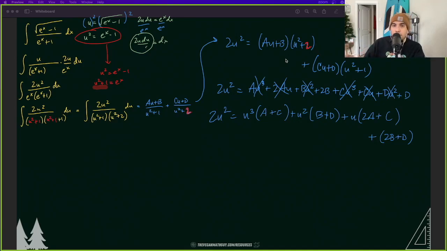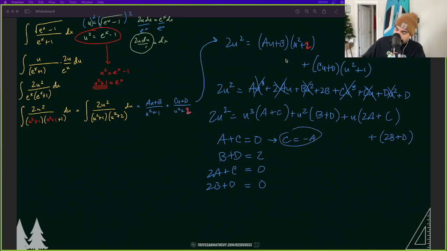If we're going to match this to the expression on the left side, we have to set a plus c equal to 0 because there are no u cubes on the left side. But b plus d is equal to 2. 2a plus c is equal to 0. And 2b plus d is also equal to 0. Let's play around with this. So that means that c is equal to negative a.